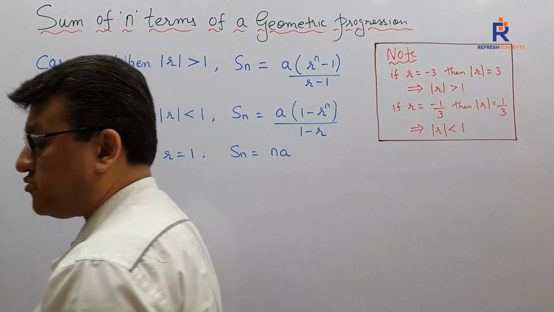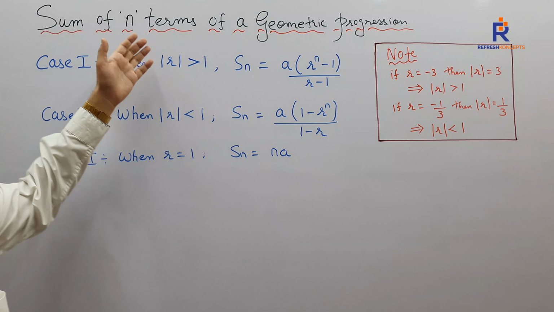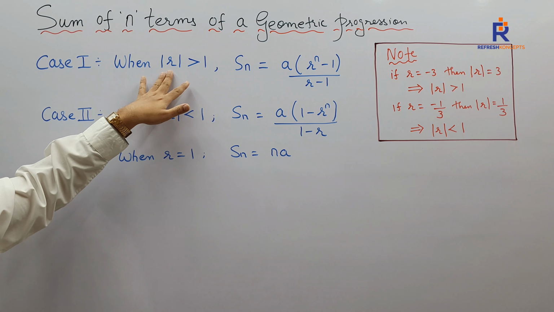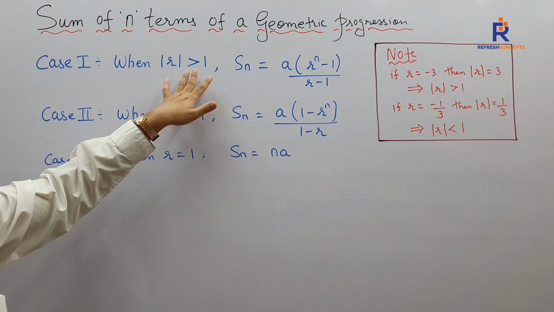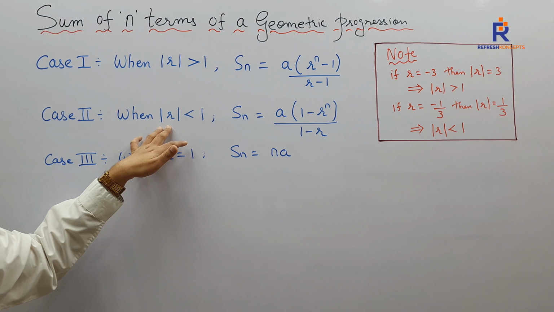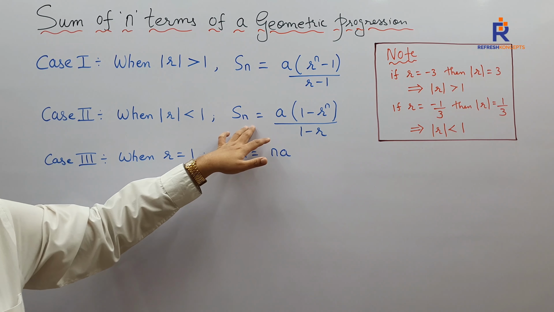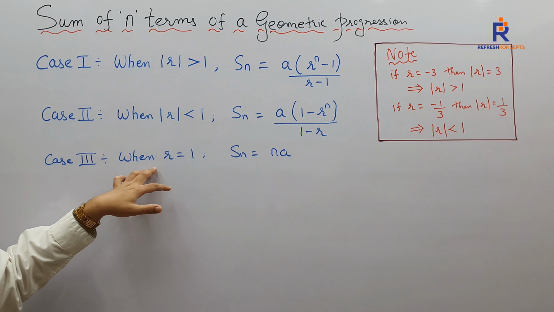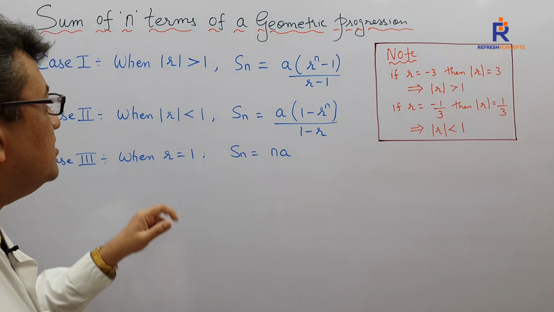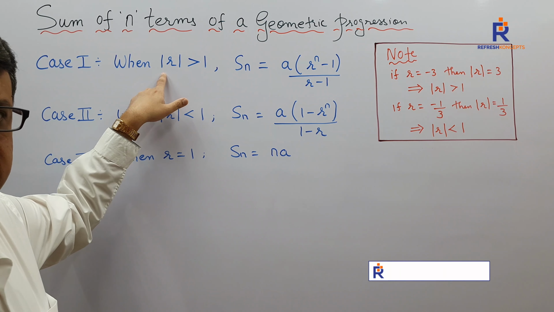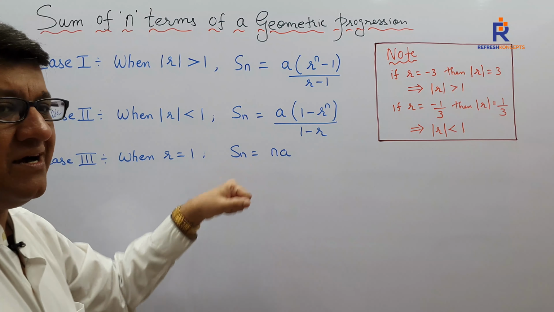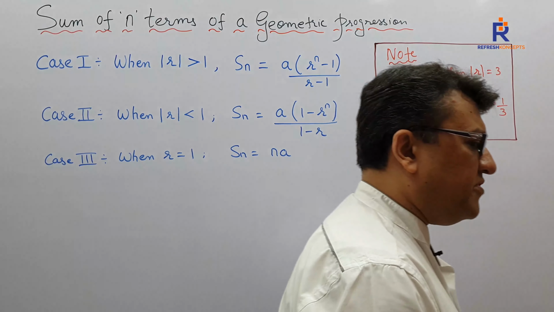Based on those three values of R, we have three cases in GP. Case 1, when the modulus of R, or absolute value of R, is greater than 1, then the formula for Sn is this. When the modulus of R is less than 1, then the formula is this. When R is equal to 1, then Sn is this. Now the question arises, sir, why are we making use of mod R, the absolute value of R? Before learning these formulas by heart, let's focus on the small note provided to you.